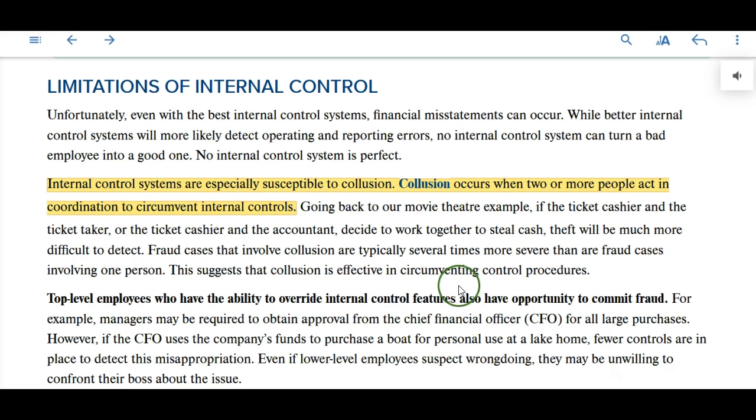And then one thing about internal controls, you can have the best internal control setup possible, but if you start getting employees to collude to bypass those checks and balances, then fraud still could occur. So this is a weakness of internal controls, collusion. So 2 or more people can start bypassing the procedures.